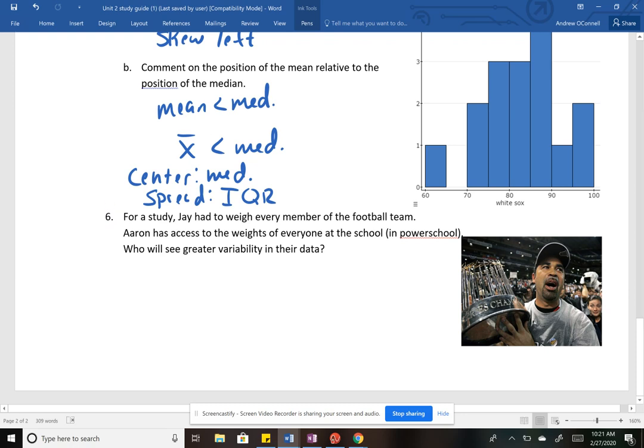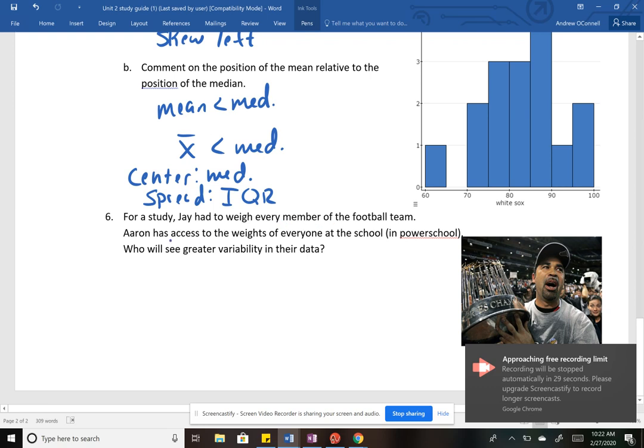6 is just asking, do you really know what variability means? For a study, Jay had to weigh every member of the football team versus Aaron, who had access to the weights of everybody at the school in Power School. Who sees greater variability? What is going to be more spread out?